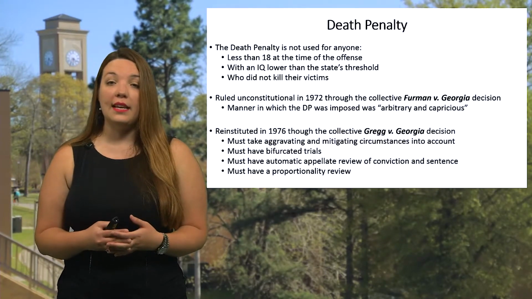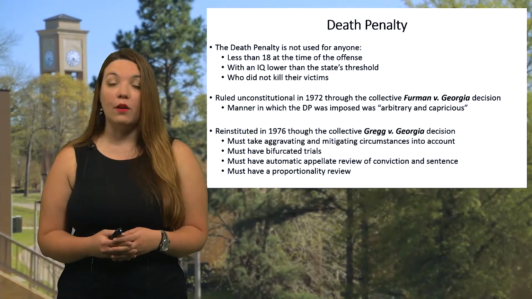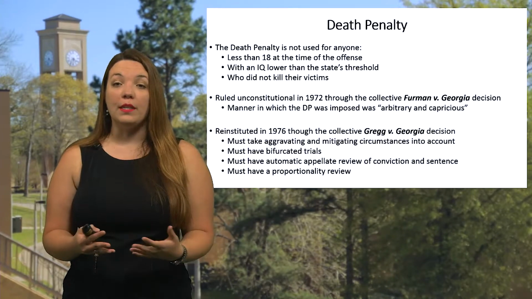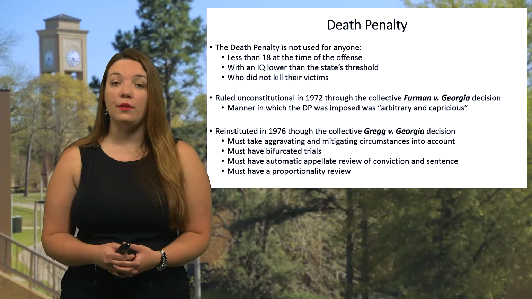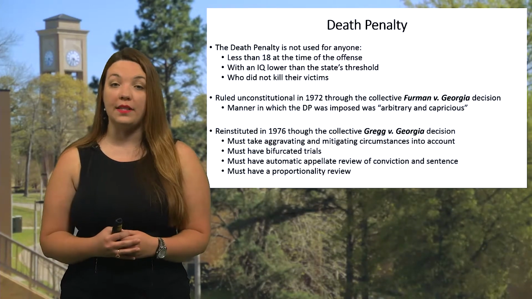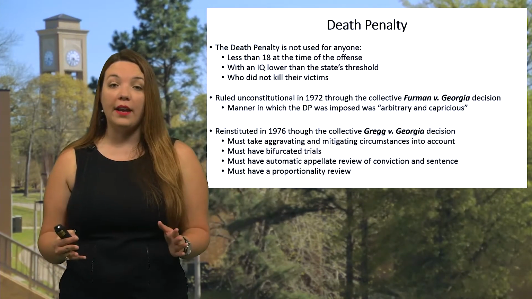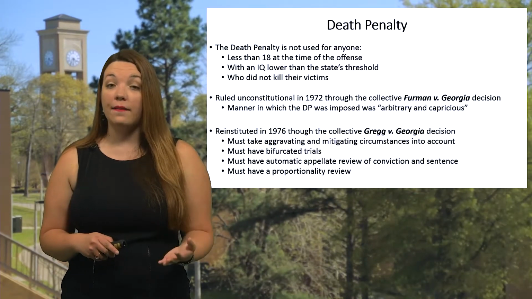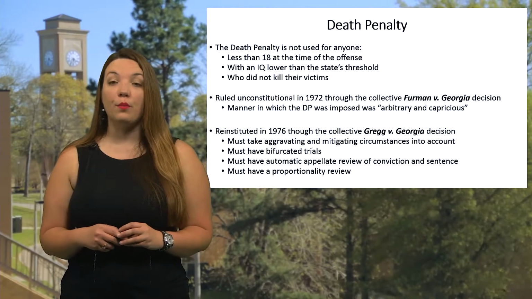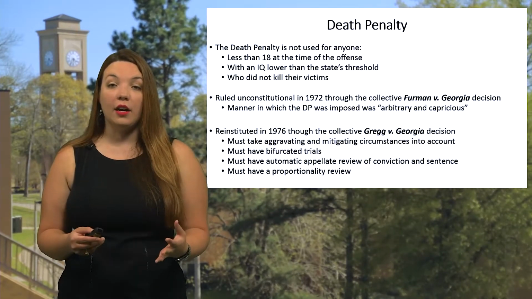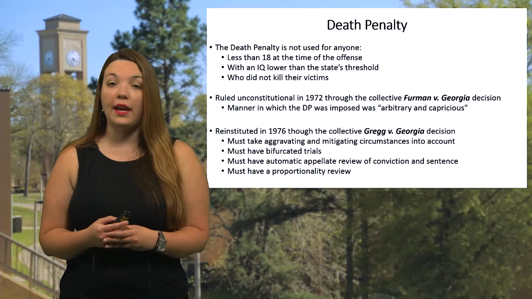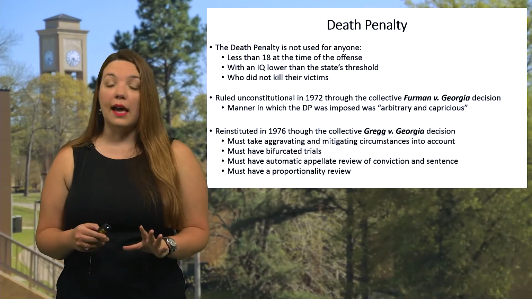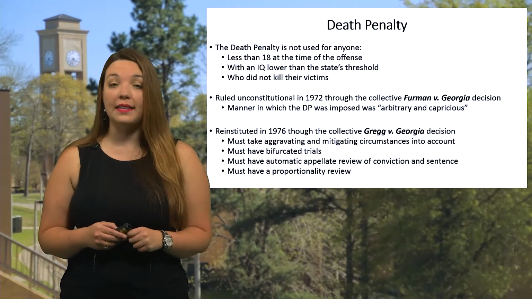As you can see from this slide here, states must implement several new steps in order to reinstate the death penalty again. The courts mandated the following must occur. States have to take into account aggravating and mitigating circumstances. They also have to have bifurcated trials. There has to be an automatic appellate review of conviction and of the sentence. And finally, there has to be a proportionality review. Once these things occur, inmates have the right to continue to appeal their case up until the last possible moment. Once those appeals are exhausted, only a last-minute pardon or commutation from the governor can save the inmate.